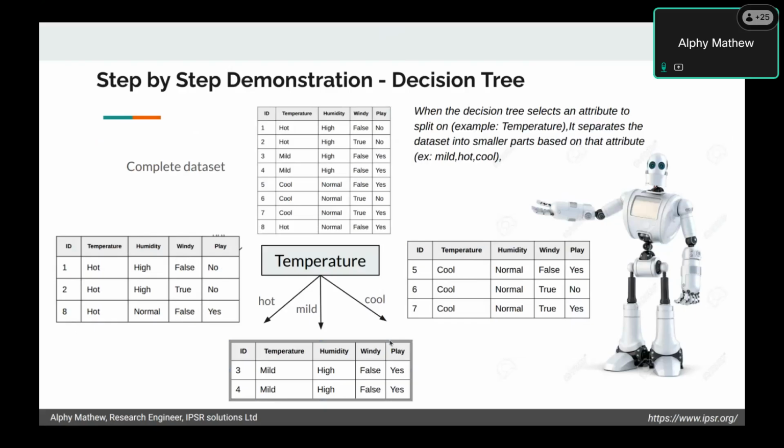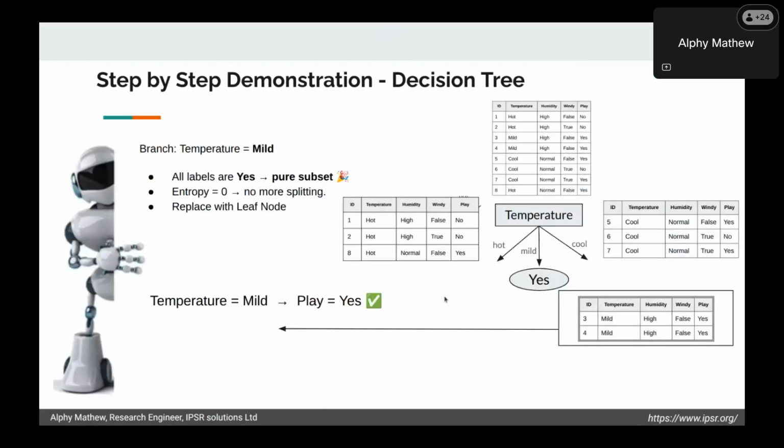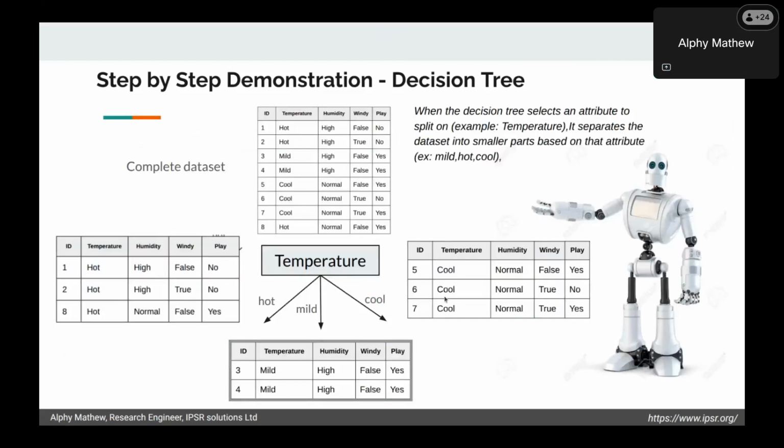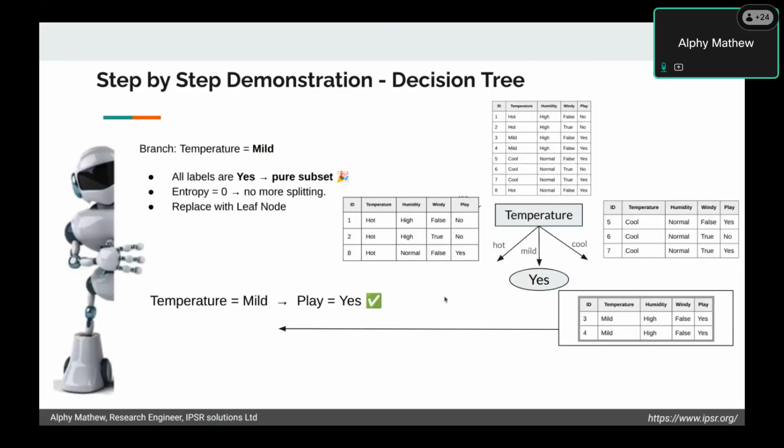Like that, the splitting is going to continue in these subsets. Okay, so we can try to complete this tree. Here we will go directly into the mild branch. First, our focus is on the mild branch.